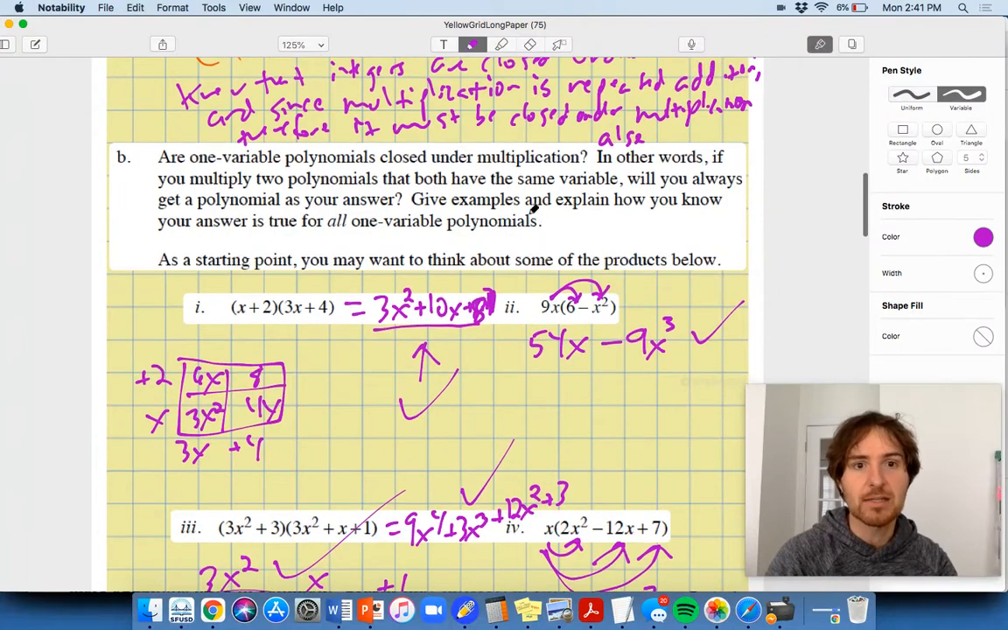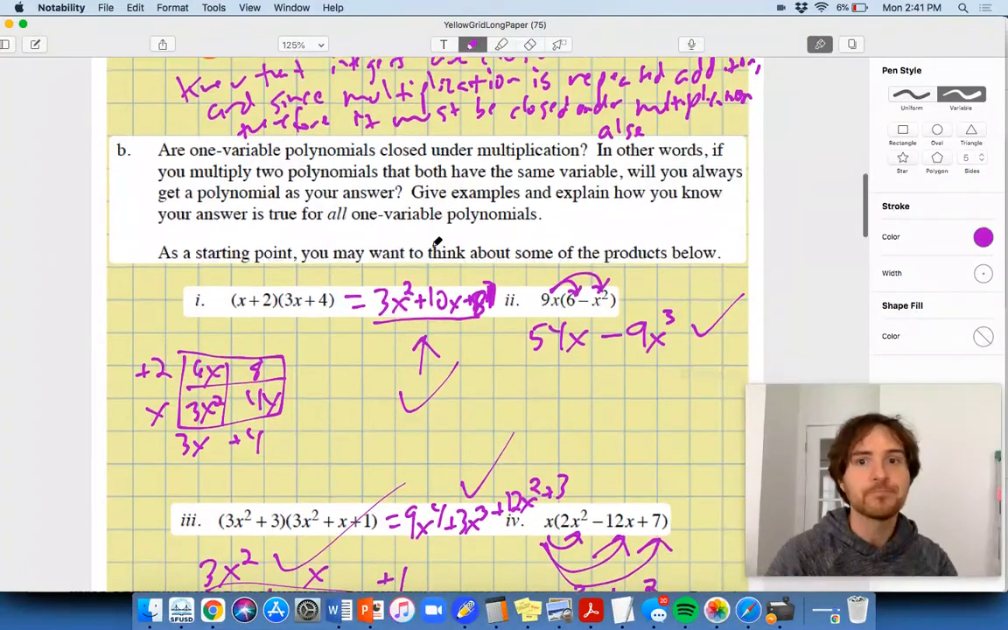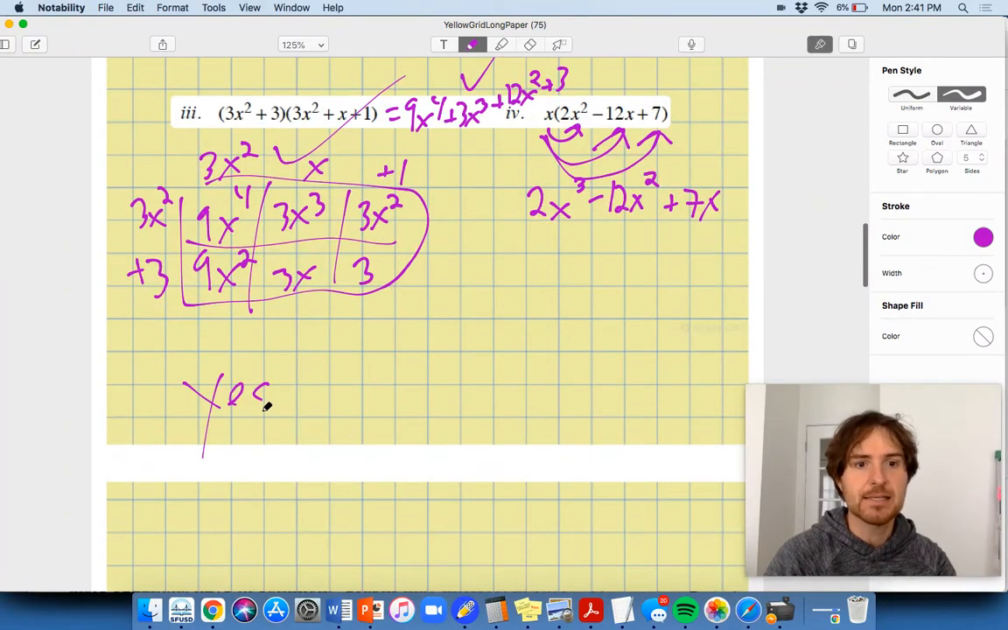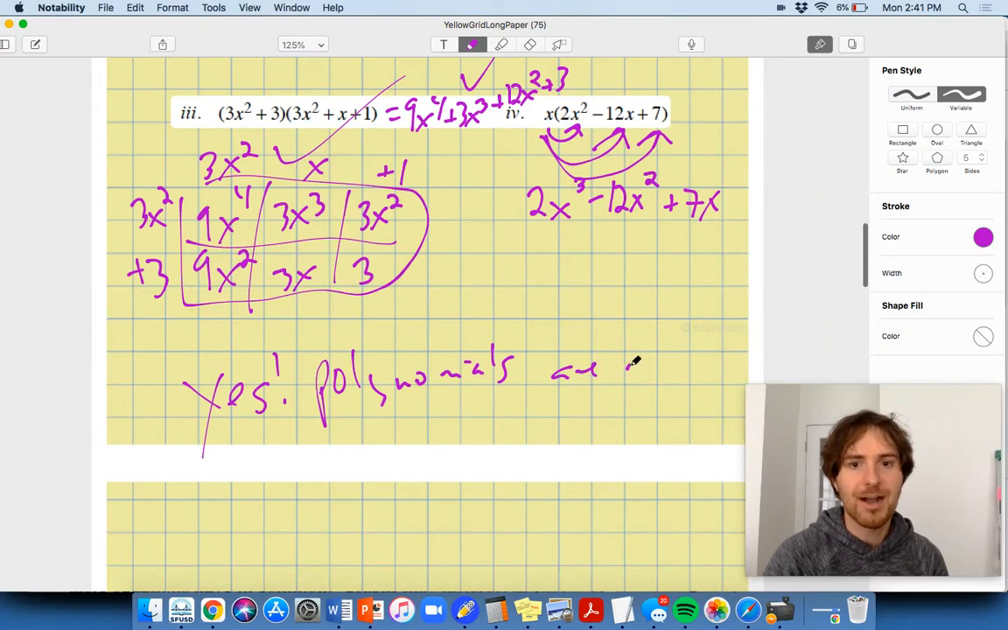So what does it ask me to do? What do I have to answer here? So I do it all here. You'll always know, okay? So yes. Polynomials are a closed set under multiplication.